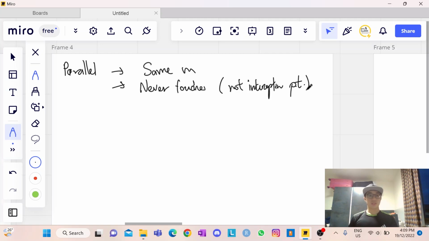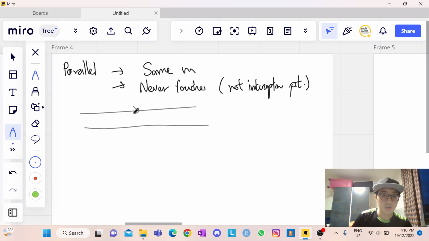Okay, so these are the two main characteristics of parallel lines. So in short, they are going to look something like this. Okay, so they go straight, the same gradient, and forever, unless given a domain.